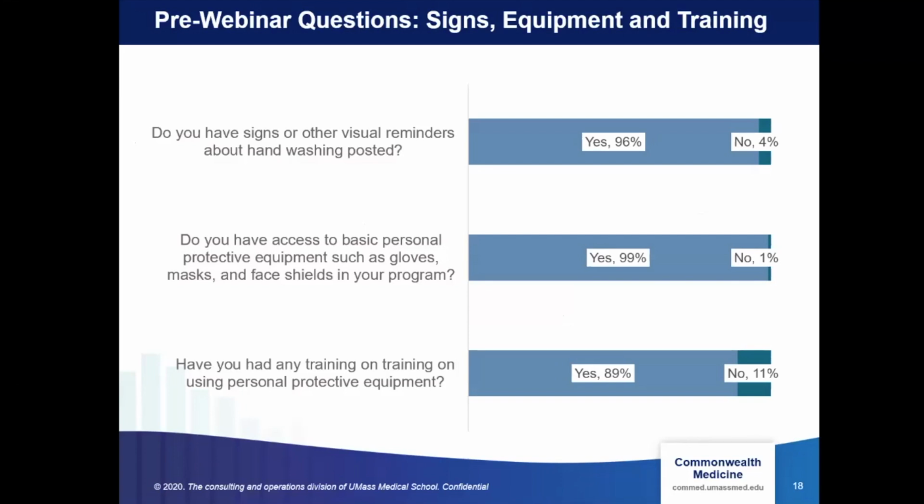Here's another question we asked on signs, equipment, and training. Do you have signs or other visual reminders about hand washing posted in your area? 96% said yes. Do you have access to basic personal protective equipment? We saw that many people said yes, 99%, so that's fantastic. And have you had any training on the use of the personal protective equipment? This is 89%, so that's good, because for those 11% that said no, we have some really good videos in this webinar that you can use for that kind of training.